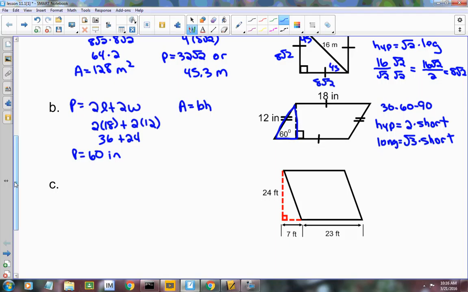Okay? So in this triangle, what do I have? I have the hypotenuse. So if I know the hypotenuse, I can find the short. The short's going to be what? 6, half of that. And then the long is going to be 6 radical 3. Okay? So now I've got my height. My base is 18, and my height is 6 radical 3. So I've got 18 times 6, which is 108 radical 3.